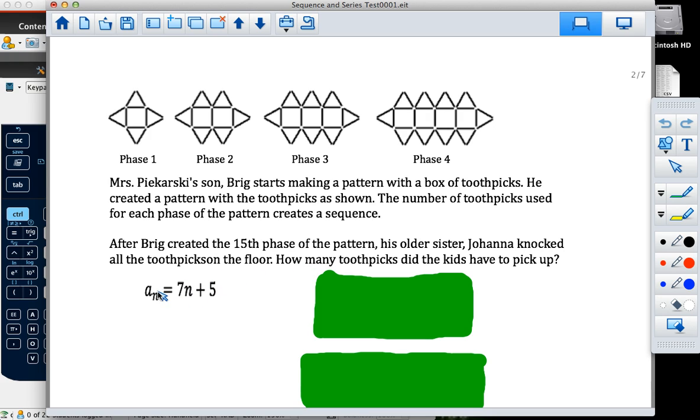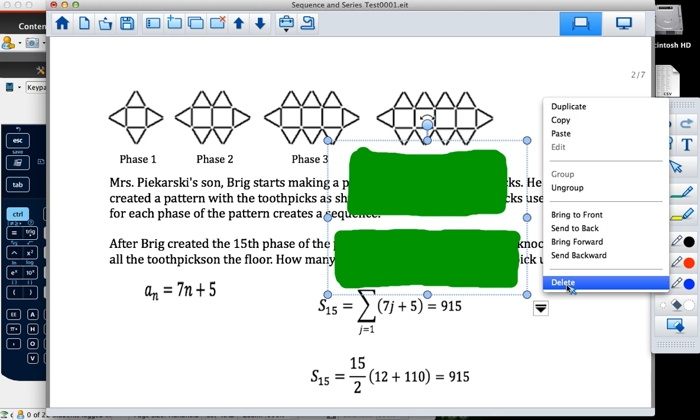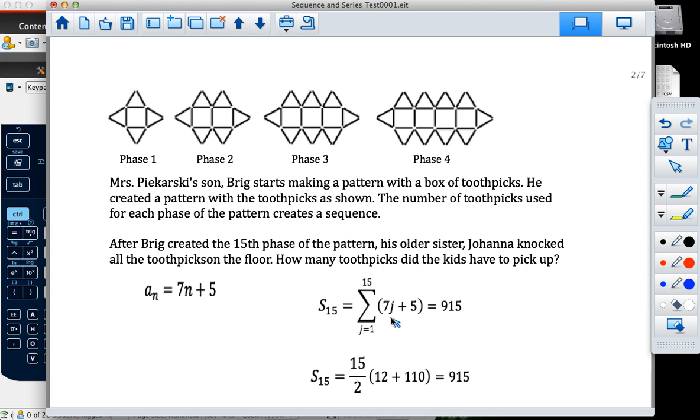With this, you can use your explicit formula here, and you can plug it in. Notice they did not say find the answer using sigma notation or using the series formula, so you can do either one. If you want to do the sigma notation, you have it here, and you have the j equals 1. I picked j just because. Then I use my explicit formula right here, and because I'm looking for the 15th phase, the 15 goes here. You plug it all into your calculator and you get 915 toothpicks.